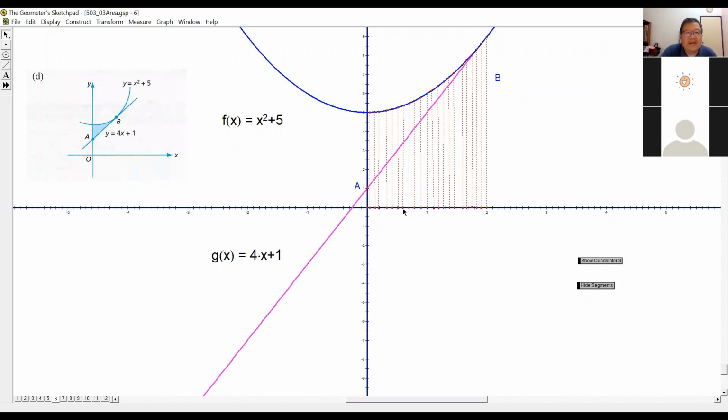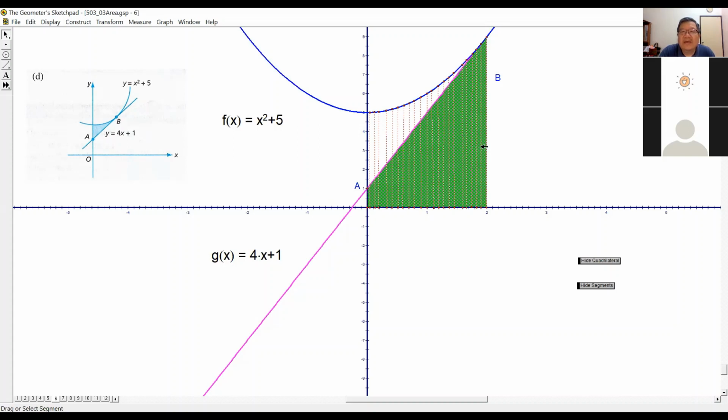Now, when we integrate, you see this area here is between the curve and the x-axis. So we have to integrate y dx, right? This area here, the shaded in red color, the dotted lines here, is not the required area, right? The required area is this part between the curve and the straight line.